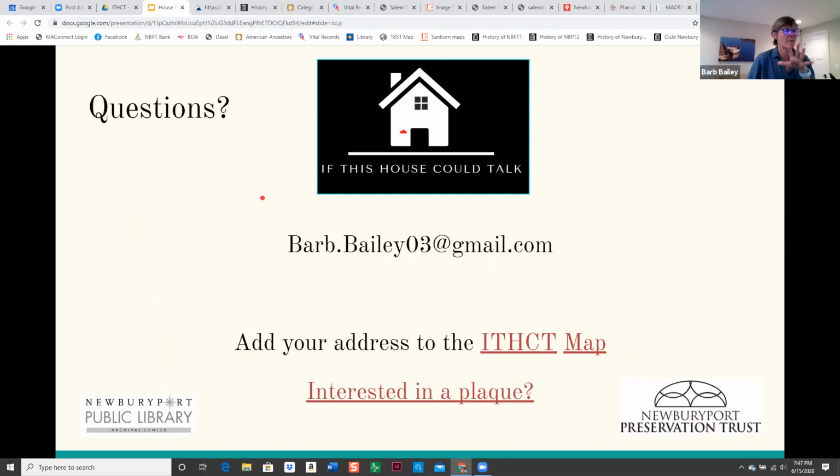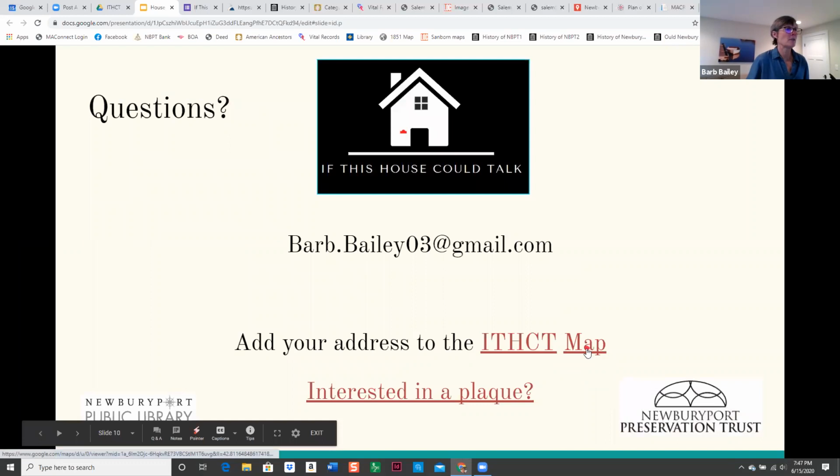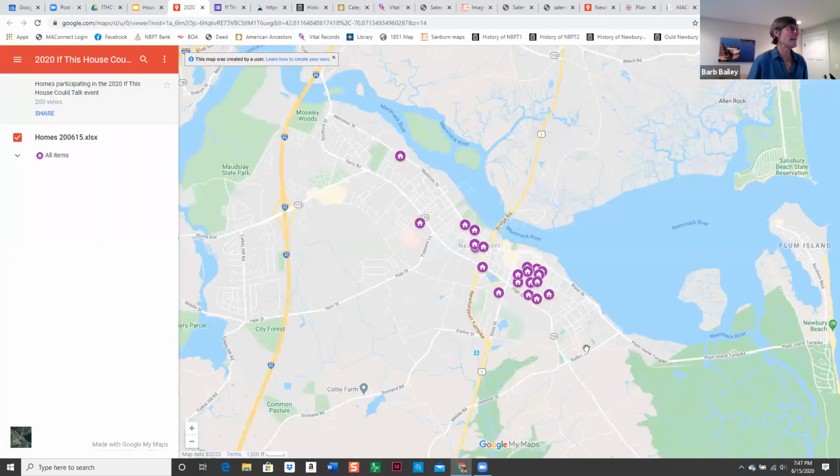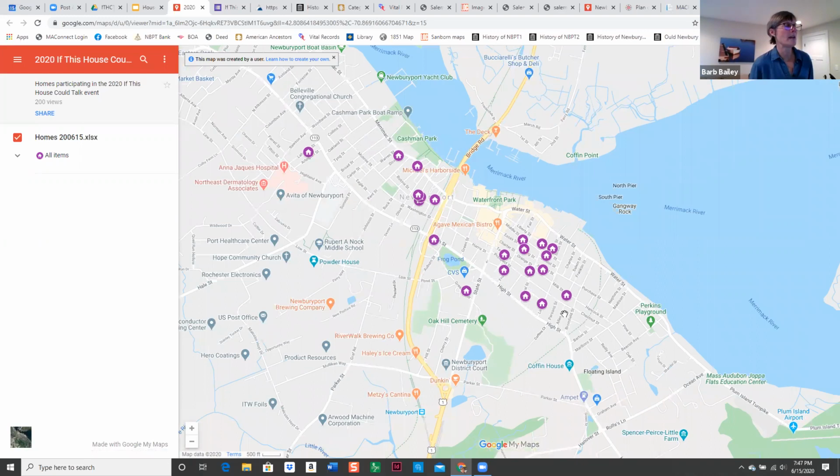So we have about 15 minutes left, so I wanted to show you 2 more things. We hope that everyone will add their address to If This House Could Talk. You probably have seen this before, but there's a link, and it just takes you to a basic form, and all you have to do is put in your street address. Then we'll add it to the map. Right now, I think we have 22 homes on the map. As we get closer to the event, we will print some of these out, so you'll know where there's a poster. And we hope that everyone who's joining us tonight will have a poster for sure.